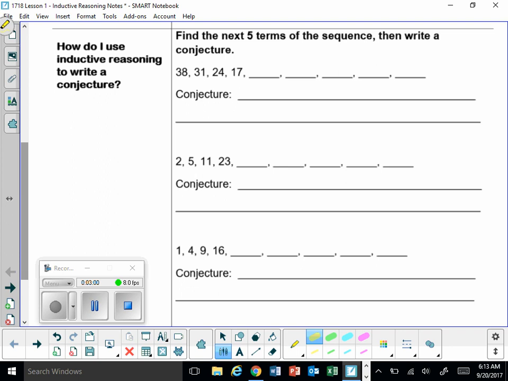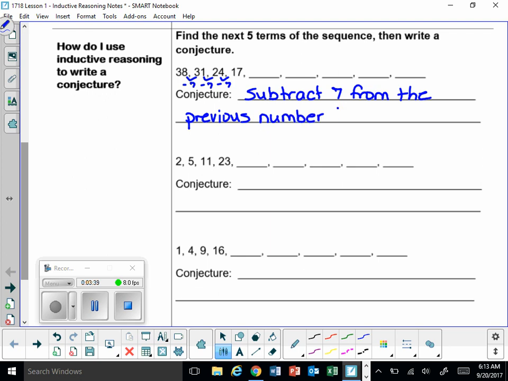How do I use inductive reasoning to write a conjecture? So let's look at some numeric patterns. Okay, let's see, how do we go from 38 to 31? I'm seeing -7, -7, -7. So my conjecture is going to be, I can subtract 7 from the previous number to continue the pattern.